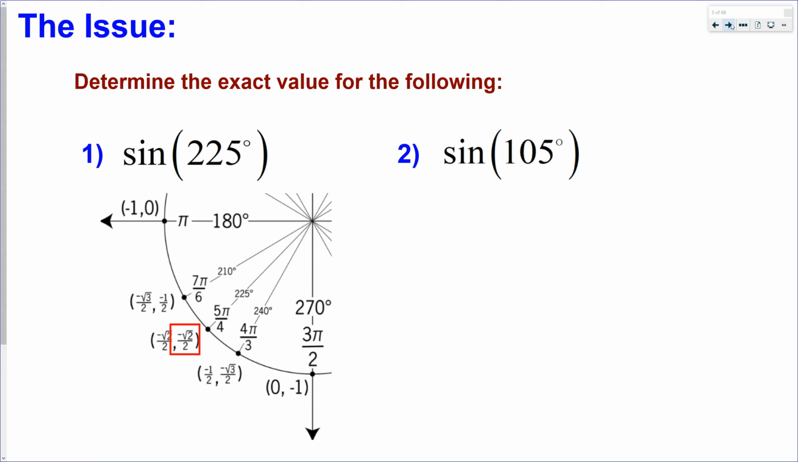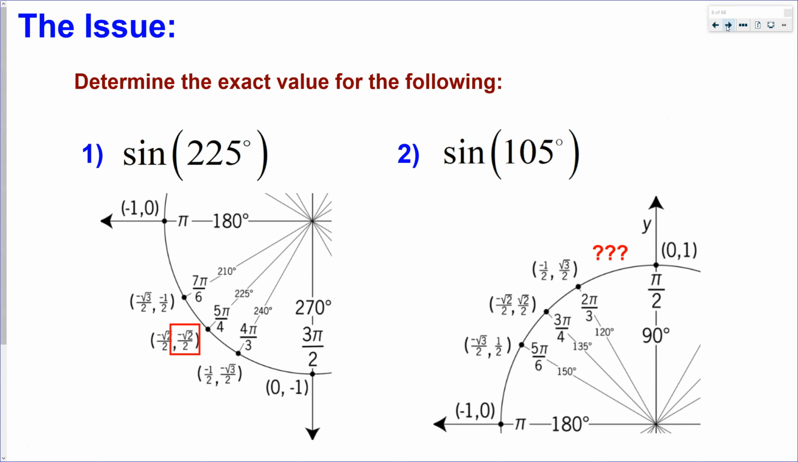However, if I ask you just a slightly different question, the sine of 105 degrees, you'll notice that that does not appear on the unit circle anywhere. So if I ask you for the exact value of that, it's not something you can answer. You can type it into a calculator and get a decimal answer, but you can't get an exact answer without doing a little bit of extra work.